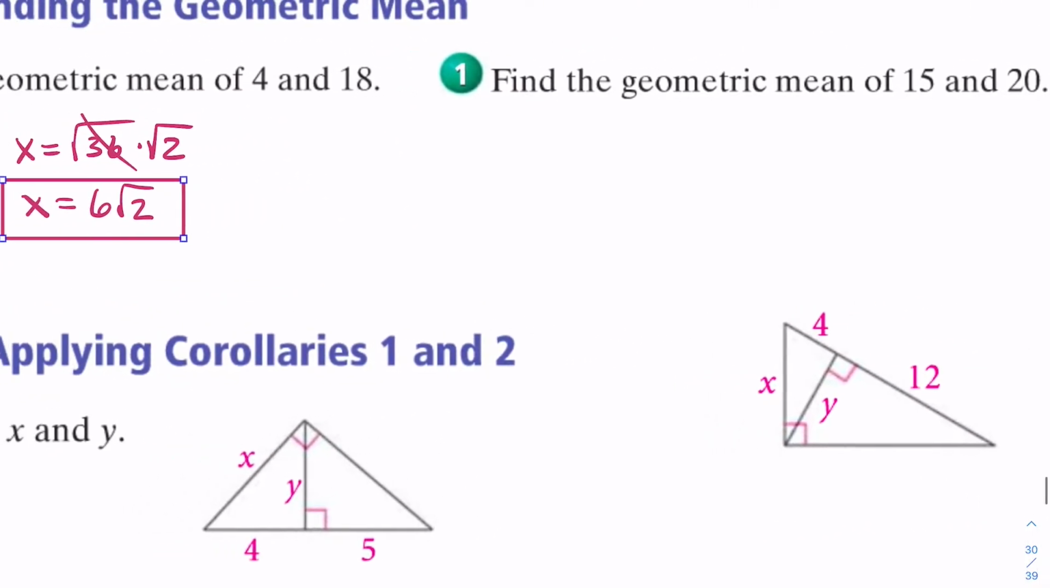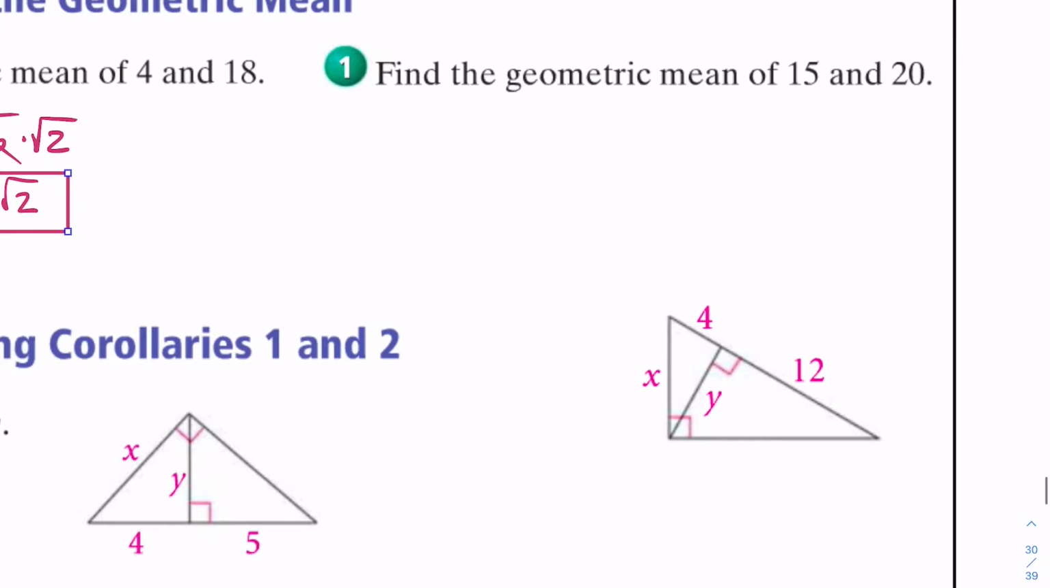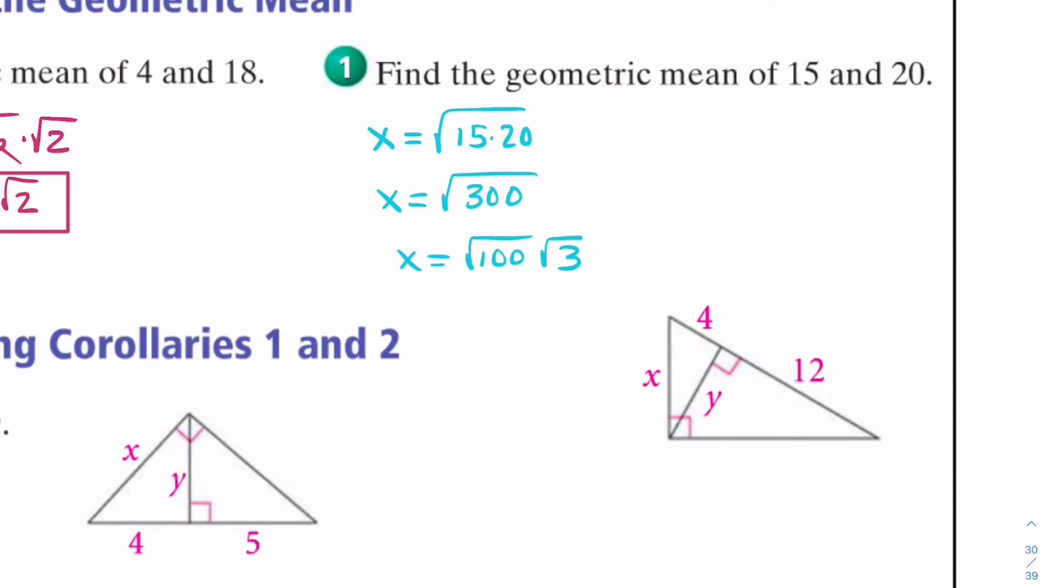All right, find the geometric mean of 15 and 20. So x equals the square root of 15 times 20. X equals, hold on, this pencil's not working. Okay. X equals the square root of 300. X equals the square root of 100 times the square root of 3. So x equals 10 square roots of 3. And so that's the geometric mean of 15 and 20.